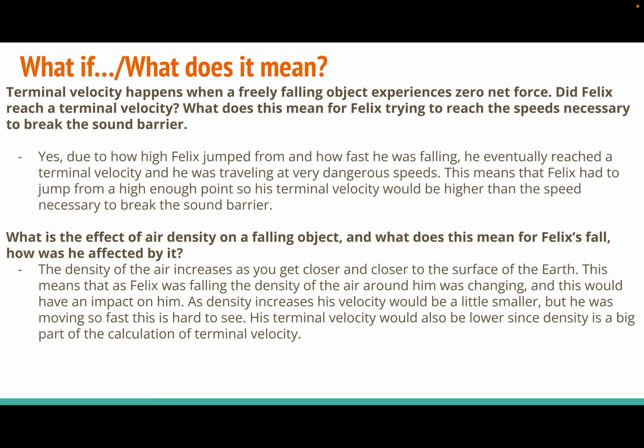What is the effect of air density on a falling object, and what does this mean for Felix's fall, and how was he affected by it? The density of air increases as you get closer and closer to the surface of the Earth. This means that as Felix was falling, the density of the air around him was changing, and this would have an impact on him. As density increases, his velocity would be a little smaller, but he was moving so fast that this is hard to see in the actual data. His terminal velocity would also be lower since density is a big part of the calculation of terminal velocity.